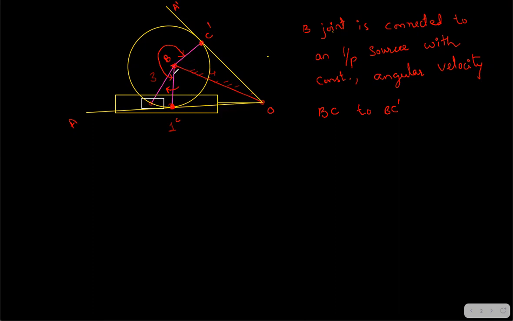Now, while it's traveling from BC to BC dash, this is C, this is C. So while the crank is traveling from BC to BC dash, at the same time, we can see what's happening, OA to OA dash, because they are fixed, right? They are connected to each other. So from here to here, as the slider is moving, it is pulling the OA link to OA dash. Fine. And you can see that OA to OA dash.